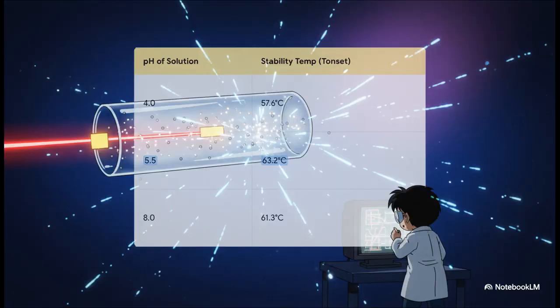Check this out. Here is DLS in action with some real data for an antibody drug. Scientists use DLS to find the exact temperature where a drug starts to get unstable and clump up. They call this the onset temperature, or T onset. And a higher T onset is better. It means the drug is more robust. You can see right here that a pH of 5.5 is the sweet spot. That's where the drug is most stable, which is just vital information for making sure it works properly.